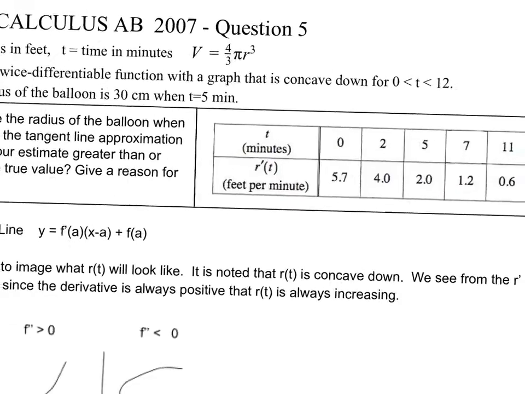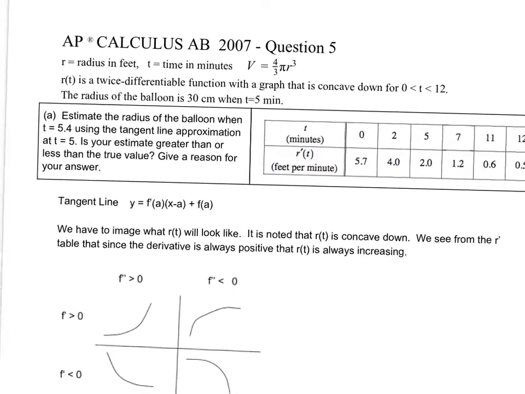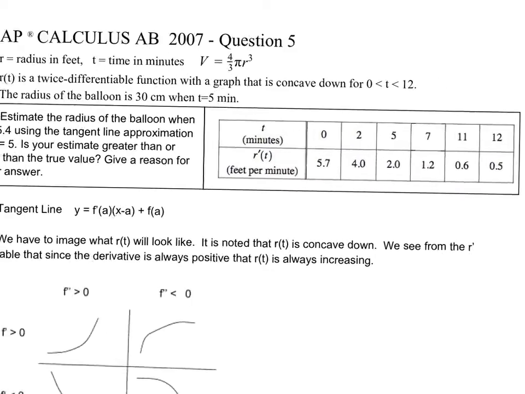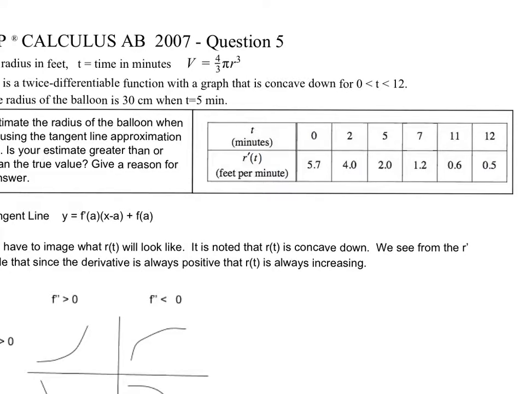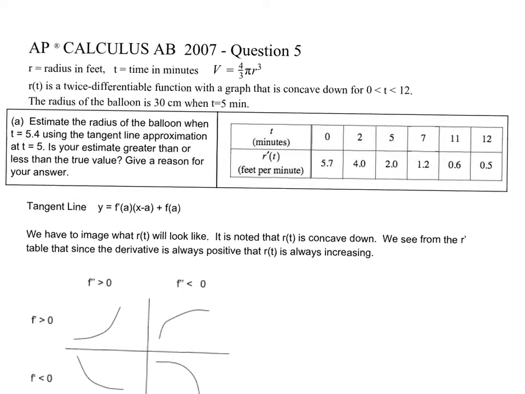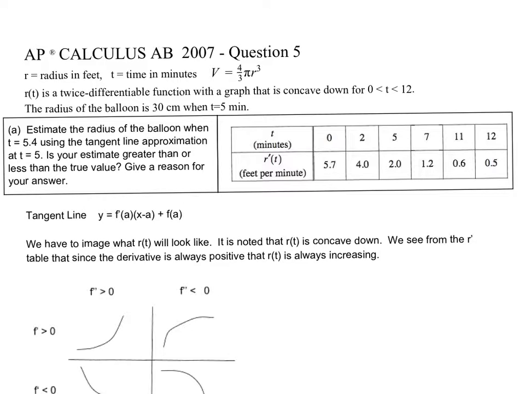So we have in front of us this question. We've got this table of values which represents the derivative, the rate of change, right? And we've got some important information here. The volume of a sphere is listed, and there are lots of different things listed that we can work with. We know that r is radius in feet, t is time in minutes. We know it's twice differentiable and it's concave down. That's the graph of r, not r prime. And it gives us a radius of 30 centimeters when t equals 5 minutes.